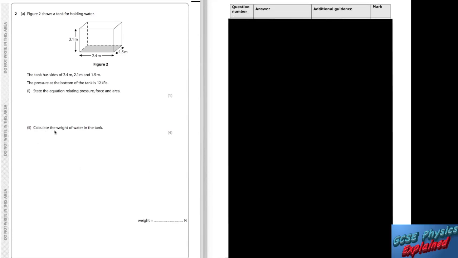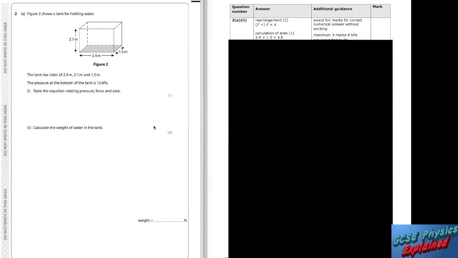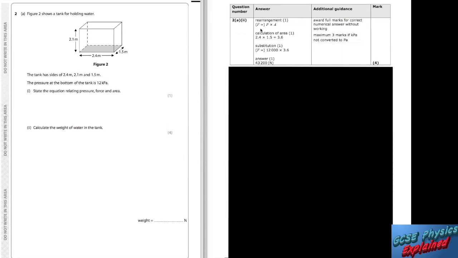Calculate the weight of the water in the tank. So if the pressure equals force divided by area, rearrange that so that the force equals pressure times area. Weight is a force, so it's the force that we'll want to work out. Now, let's work out the area. So the area of the bottom is 2.4 times 1.5. So 2.4 times 1.5 gives us 3.6, and that'll be meters squared.